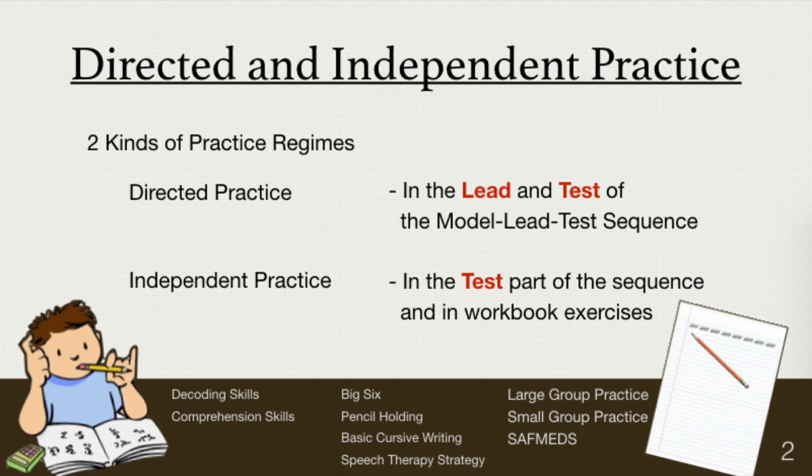Then we will survey practice as it applies to reading decoding skills and reading comprehension skills. The next concern is the development of tool skills, using practice as typified by the Big Six: pencil holding and basic cursive writing skills. We will also look at a strategy for speech therapy before checking case studies on a large group practice called FASTAR and a small group practice known as triads.